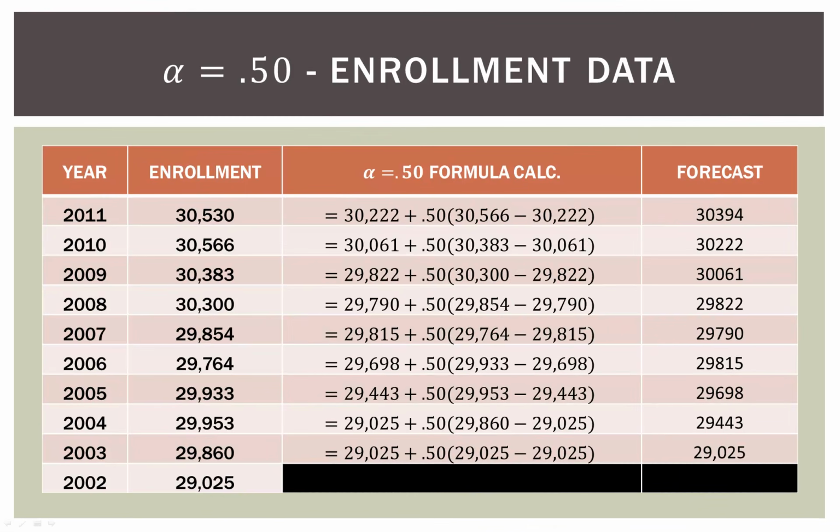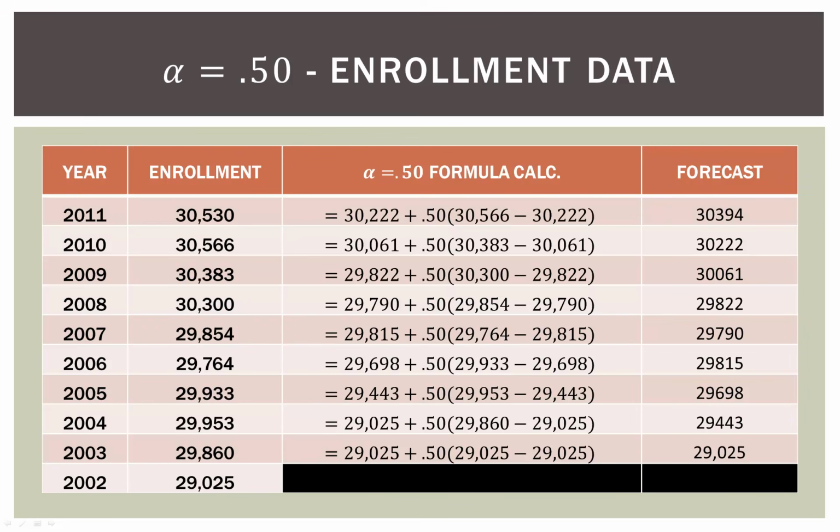All right, so let's go ahead and look at our enrollment data, and we're going to choose an alpha of 0.5. So this corresponds to the weighting graph that was the red line in our previous slide. So it's going to emphasize last year, it's going to emphasize the year before that half of that, the year before that half of that, and so forth. So the weighting is the red curve in our previous slide.